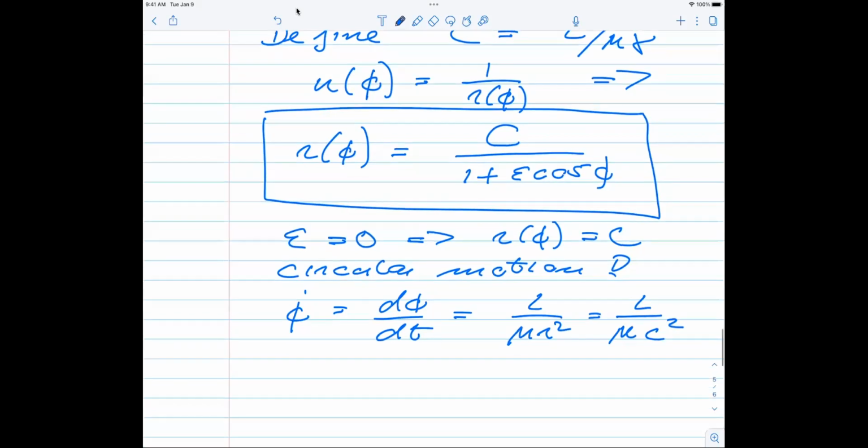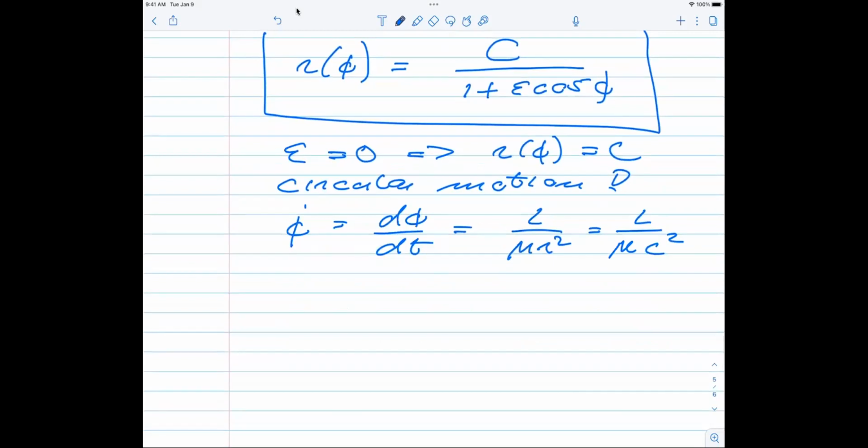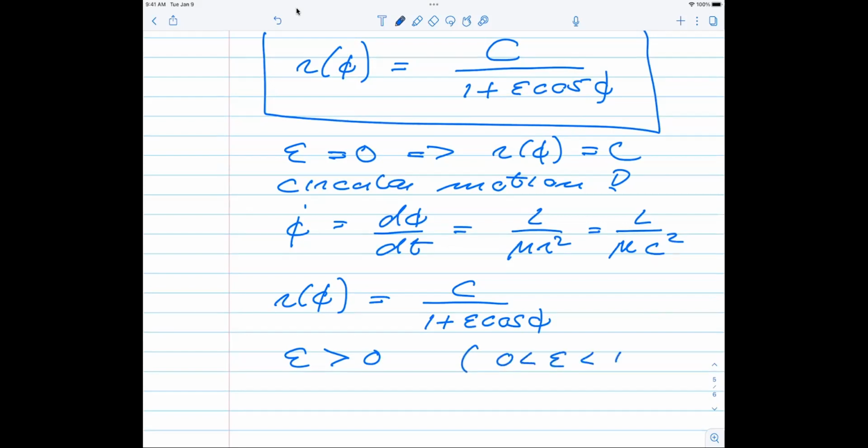Now comes the next one. So let's now look at the expression r of phi equal to c over 1 plus epsilon cosine phi. And now we're going to say that epsilon is larger than 0. It cannot be negative because the mass is not negative, the radius squared is not negative, and the angular momentum is not negative. So that means that epsilon has to be equal to 0 or larger than 0. But let's now suppose that epsilon is larger than 0, but we make a further constraint that epsilon is less than 1.